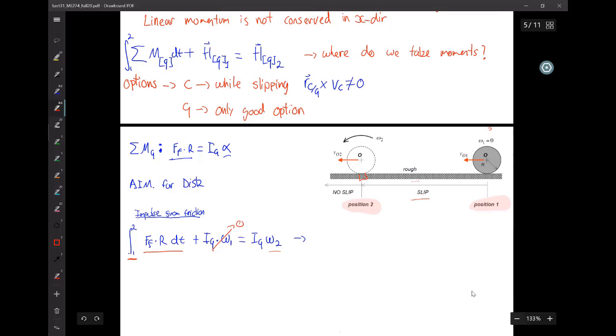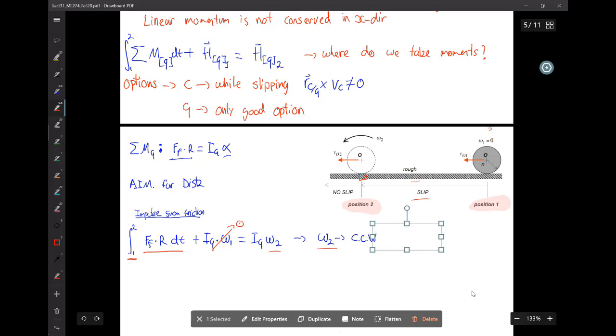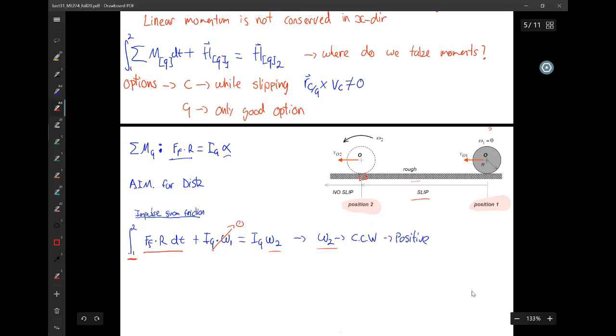And then we see that, since this guy is moving to the left, its angular velocity needs to be counterclockwise, which is positive. So this moment from friction needs to be positive, and hence our friction is going to be in the direction that we assumed. So everything is working fine.